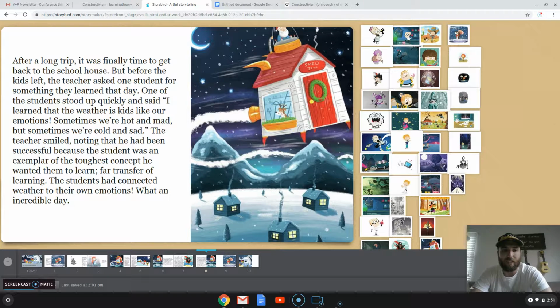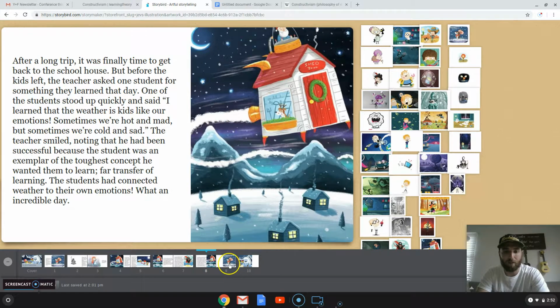The teacher smiled, noting that he had been successful because the student was an exemplar of the toughest concept that he wanted them to learn. This was far transfer of learning. So what he was doing by this was connecting two completely different concepts, but they do have something to do with each other in terms of maybe the extremism of a hot tropical climate to cold climates. It also has extremism in relating to being very mad or maybe very sad. They're kind of polar opposites, and so the students are making that connection from weather to emotions.